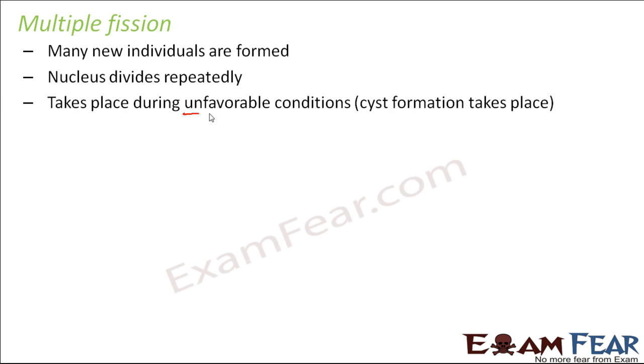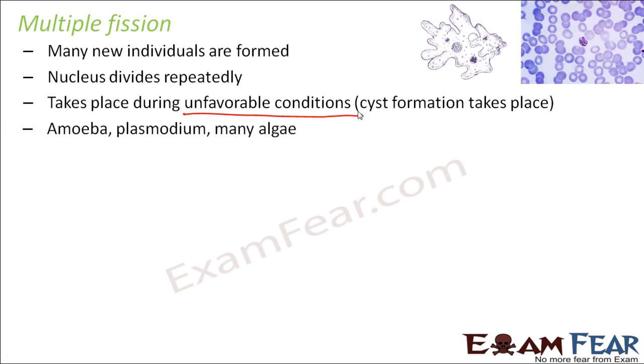This takes place under unfavorable conditions. This is very important. So you see, both of them are fission. Binary fission and multiple fission are different types of fission. But binary fission happens under favorable conditions and multiple fission happens under unfavorable conditions. Now what do we mean by unfavorable condition? When the environmental conditions are not favorable for the survival of the organism, the organism covers itself with a cyst, a kind of covering to protect from that unfavorable condition. And when this cyst formation takes place, only then this multiple fission happens. This happens in a lot of organisms like amoeba, plasmodium, many algae.